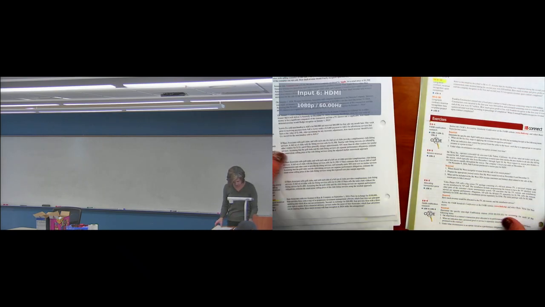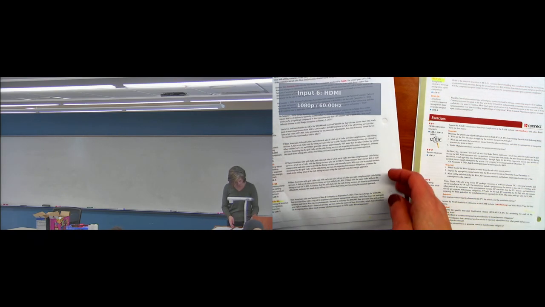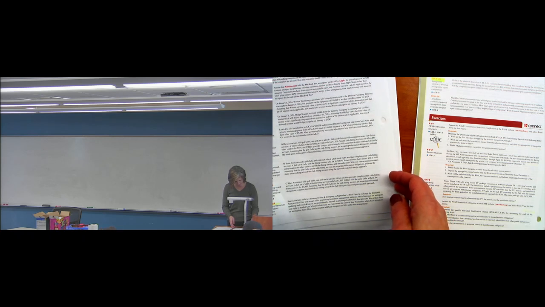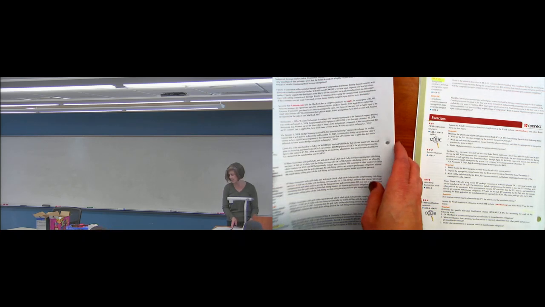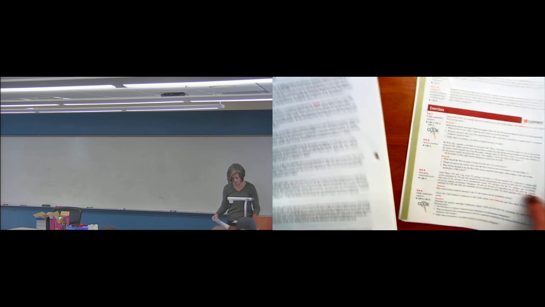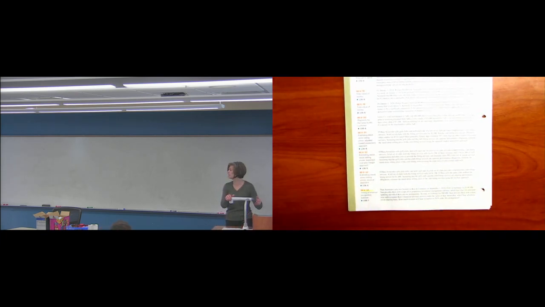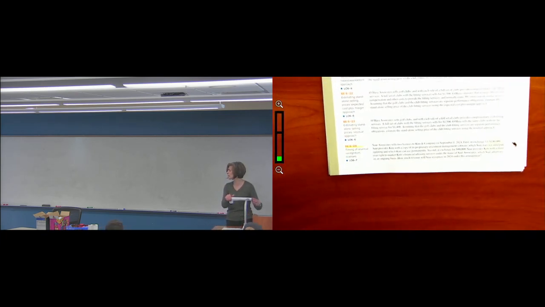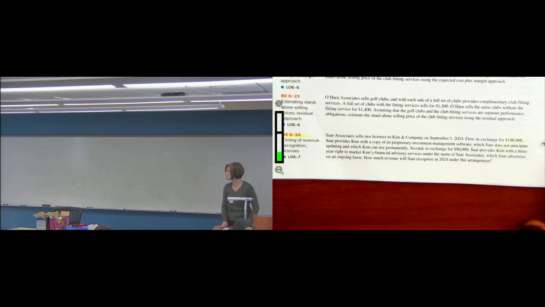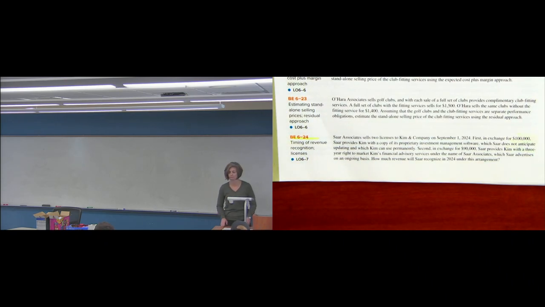So let's take a look at an example of that, so we know what's happening here. I'm going to switch over to my book, and let's take a look at page 318. You guys are going to do this brief exercise with me. How about that? Page 318, the very bottom of the page, the last brief exercise there, 6-24.